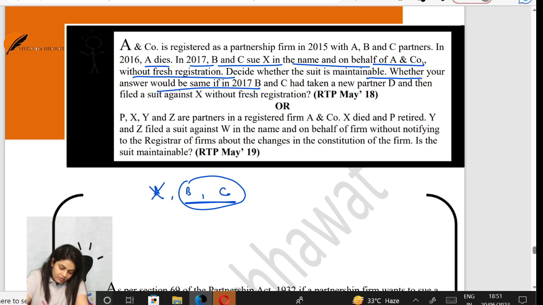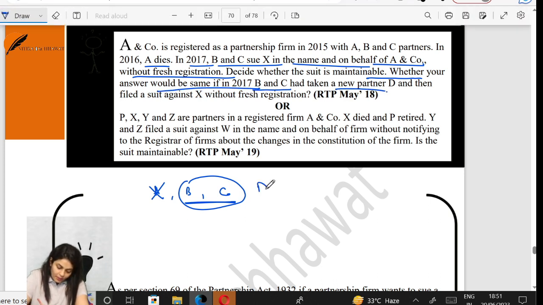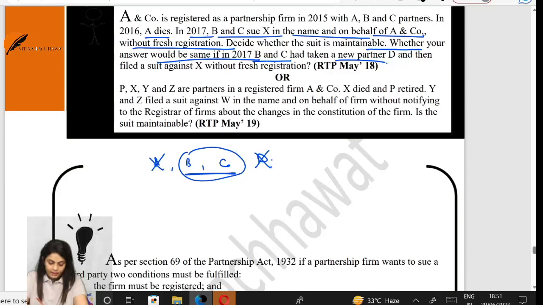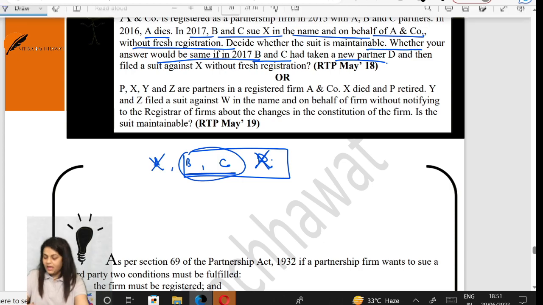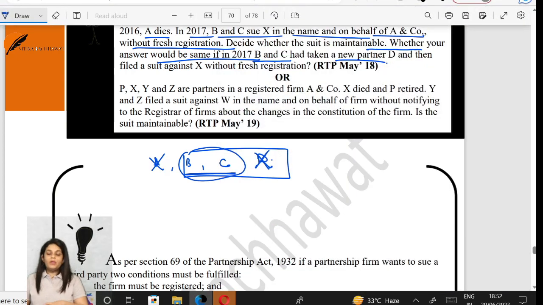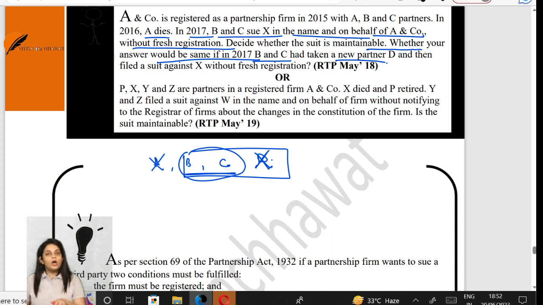Would your answer be the same if in 2017 they took D as a new partner? Now, when they take D as a new partner, and without fresh registration they file a case, D's name does not appear. But ma'am, B and C can file. No, even if B and C are filing, the case is filed on behalf of the firm. And because D's name does not appear, he is not named as a partner of the firm. So in this case, the suit is not valid.